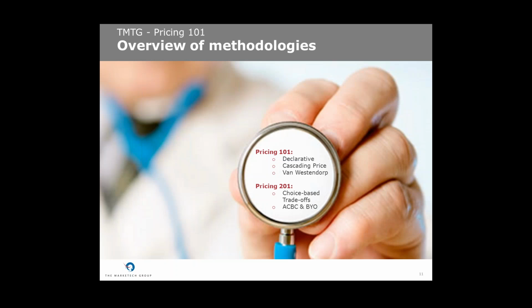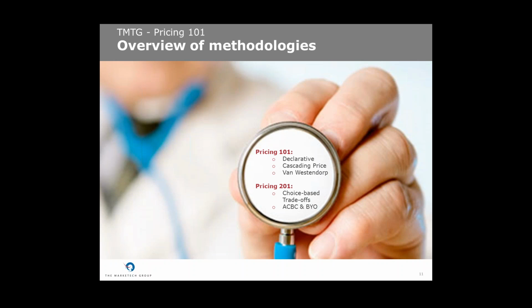Now, when you start designing your study, there are a few different methodologies that can be used in that quantitative survey, and we're going to cover basic declarative questions, Cascading Price, and Van Westendorp in today's Pricing 101. In September, in Pricing 201, we'll focus on a little bit more sophisticated techniques, including choice-based trade-off, conjoint, and ACBC, which is adaptive choice-based conjoint, and build your own, as well as modeling using that data.